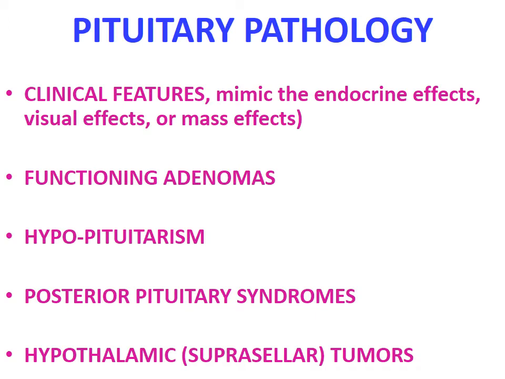Hypopituitarism could be due to ischemia, due to injury, and due to non-functioning pituitary adenomas, which due to their size can result in loss of pituitary parenchyma. Posterior pituitary syndromes like syndrome of inappropriate ADH secretion and diabetes insipidus, and hypothalamic suprasellar tumors like craniopharyngioma.